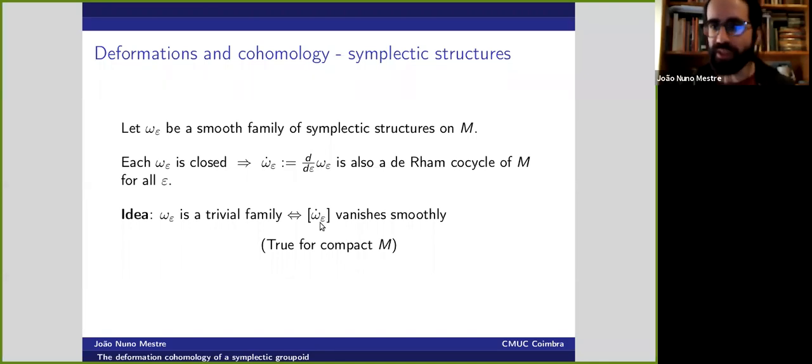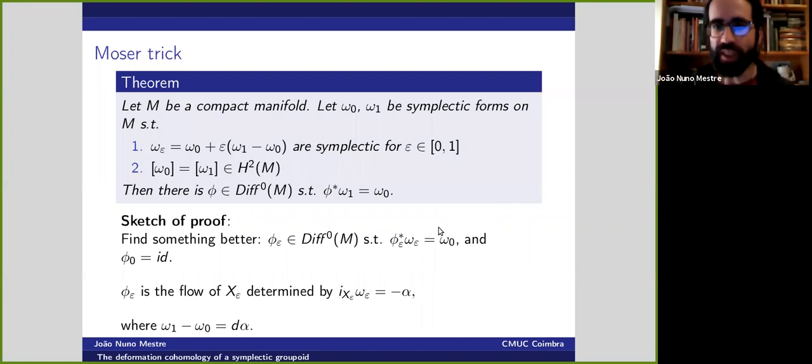Well, one of the implications is true. Trivial families have vanishing cohomology class. And while the converse is not always true, it is true for compact manifolds M. This is the Moser theorem. And I'll just leave here a version of the Moser theorem because later I want to go back to it, not for symplectic manifolds, but for symplectic groupoids.